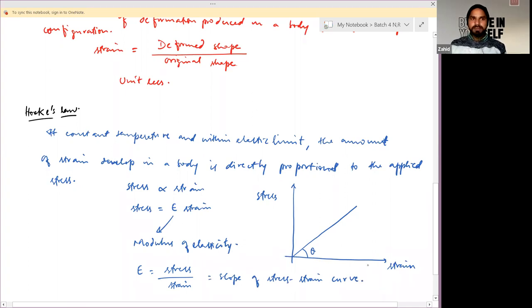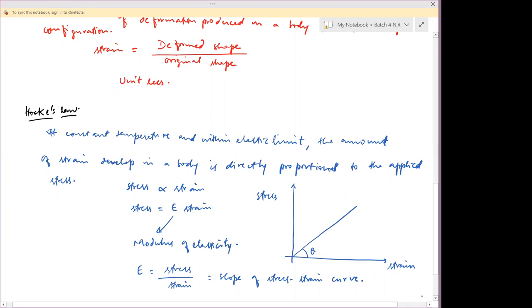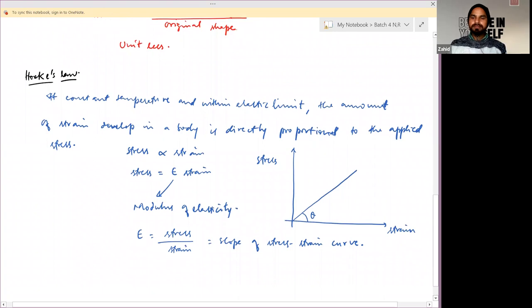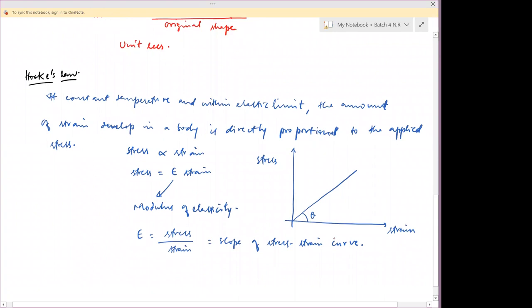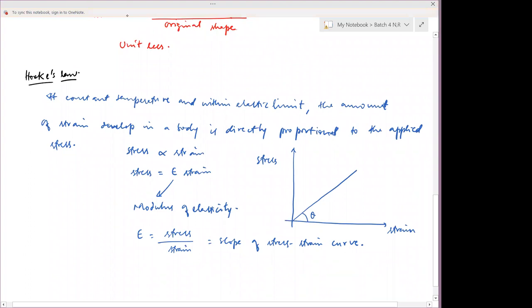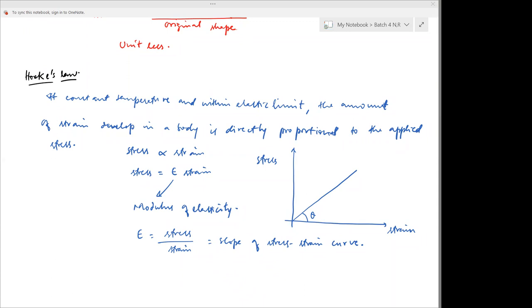Is it clear till this part? Yes, sir. Minashi? Yes, sir, clear. Okay. Just write it down. Lakshya? Any doubt? No, sir. Okay. Sir, can you read the first line, after and? At constant temperature and within elastic limit. Okay, so thank you.